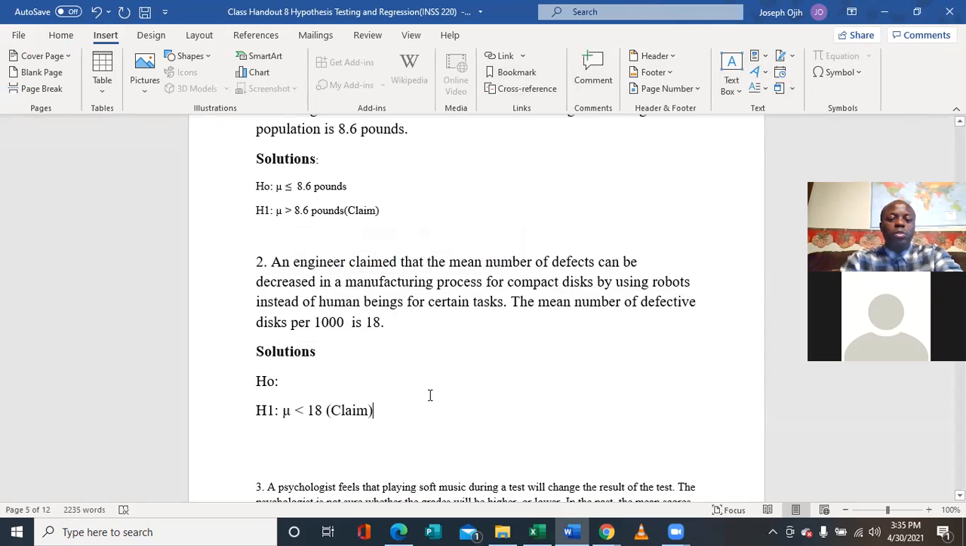Now, the opposite, which is the H0, will be mean greater than 18. But you cannot use the greater than symbol in the null hypothesis. So you're going to use greater than or equal to. Why? Because the symbol you use in the null hypothesis should have some kind of equality, like the equal sign, less than or equal to, greater than or equal to. But in the alternative, you can use less than, greater than, or not equal to. So the opposite now becomes mean greater than or equal to 18.